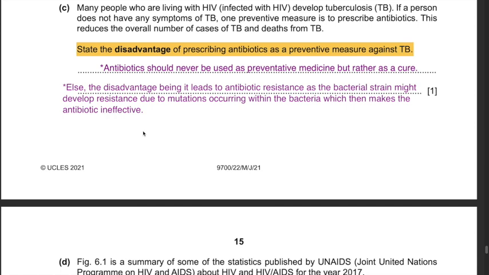The key thing you must know is that antibiotics should never be used as a preventative medicine but rather as a cure. Else the disadvantage could be that it leads to antibiotic resistance, as the bacterial strain might develop resistance due to mutations occurring within the bacteria, which then makes the antibiotic ineffective. And that is a disadvantage of prescribing antibiotics as a preventive measure. It should never be used as such, but only as a cure. If it is used as a preventive measure, it could lead to mutations. Mutations could lead to antibiotic resistance, and thus the antibiotic could no longer be effective.